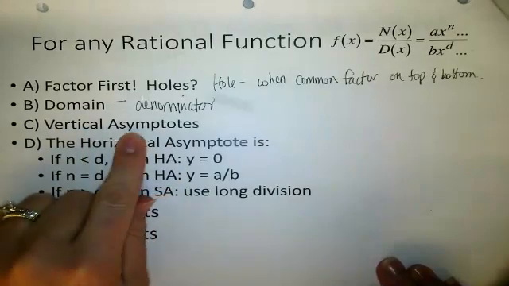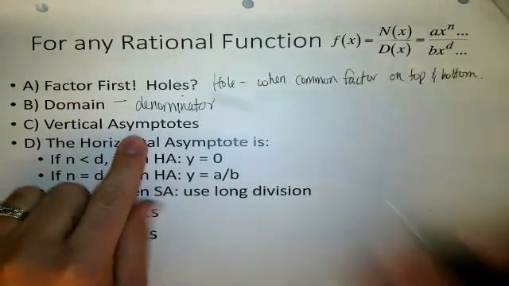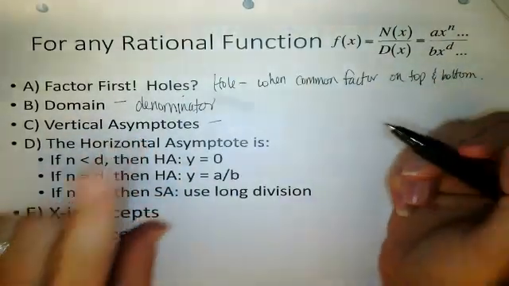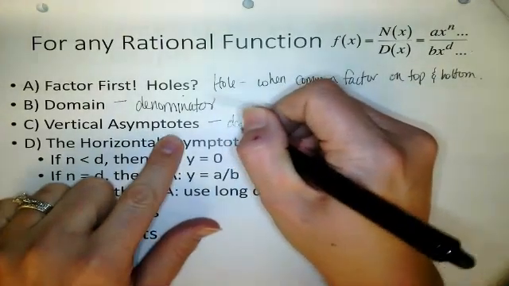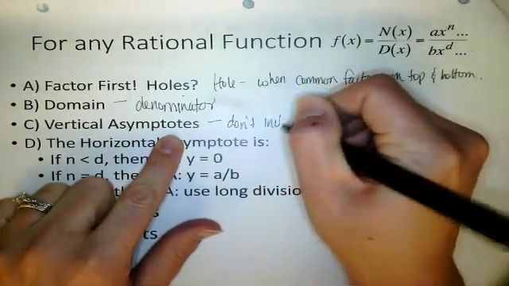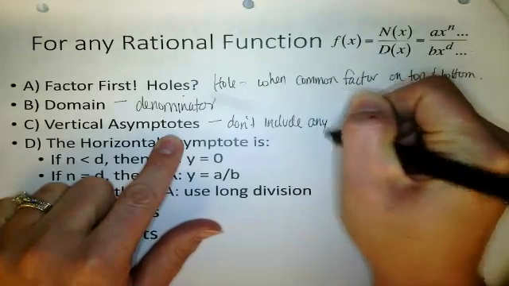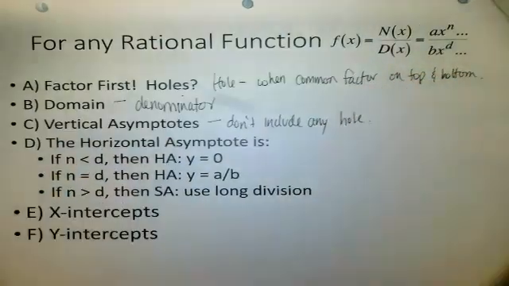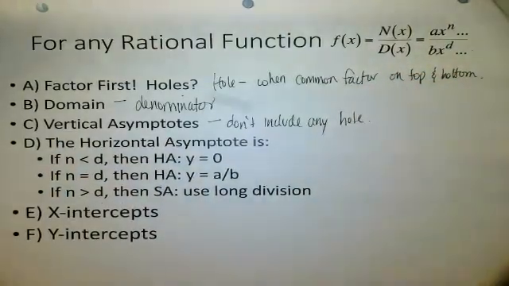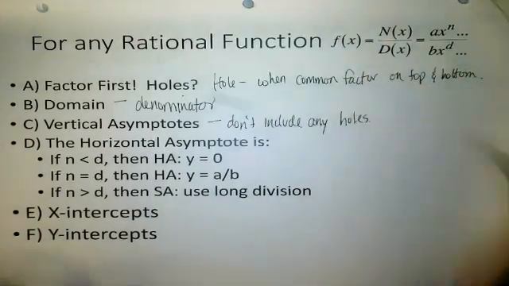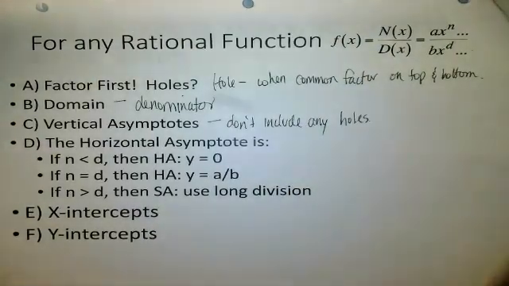Now, once you know the denominator domain, it helps us get the vertical asymptotes, but you need to be careful. We don't want to include any holes. If it's a hole, it can't also be a vertical asymptote. All right, so be a little bit careful. Don't include any holes in those vertical asymptotes. So we'll go through one of them and you'll see that.